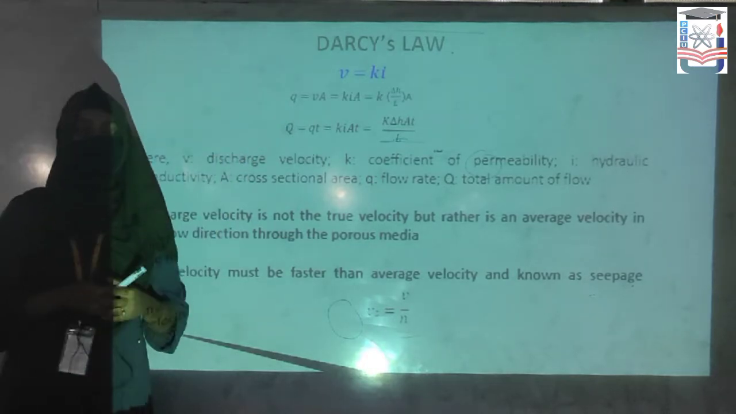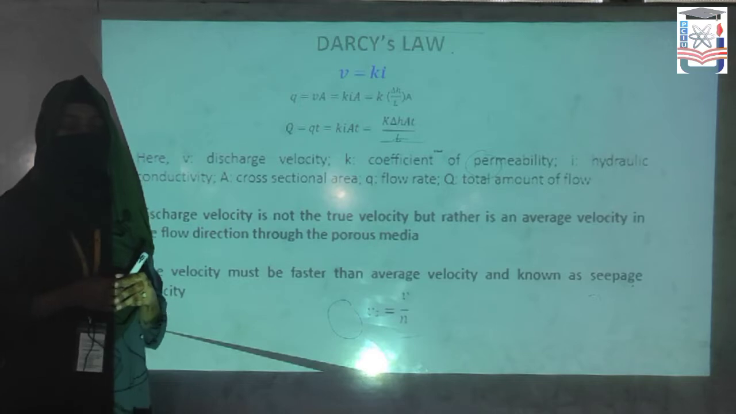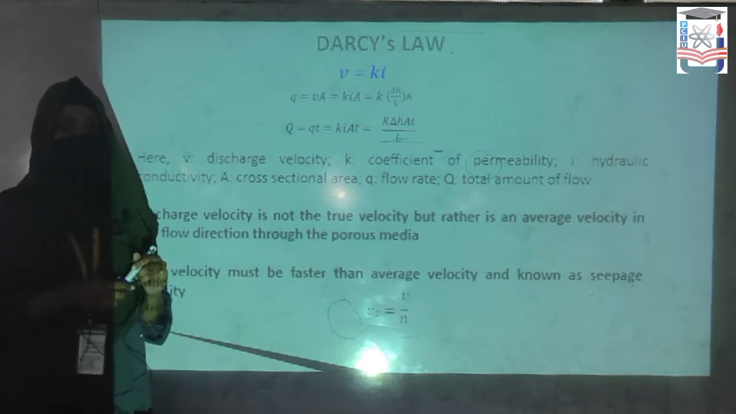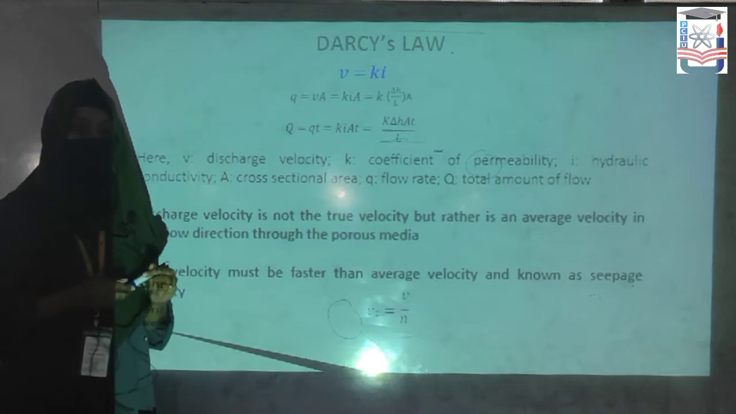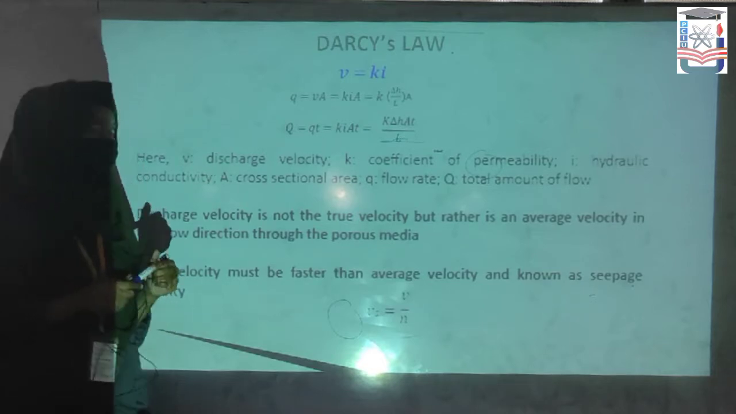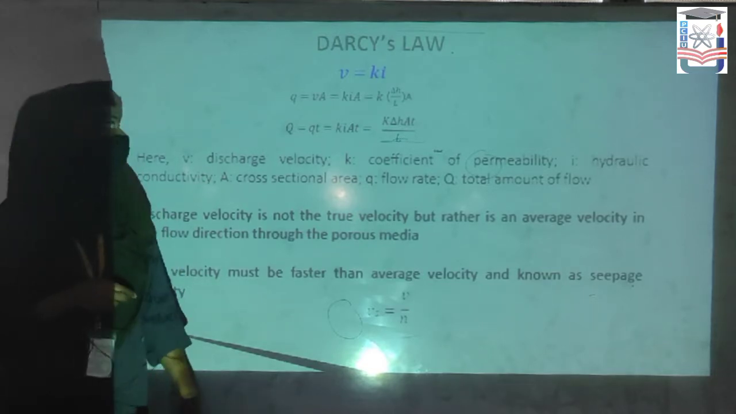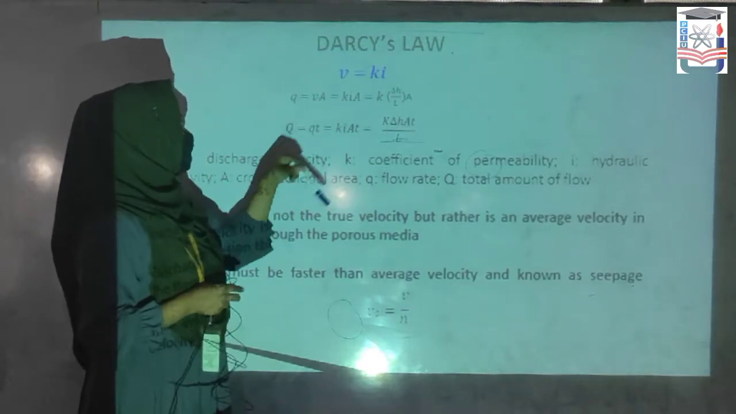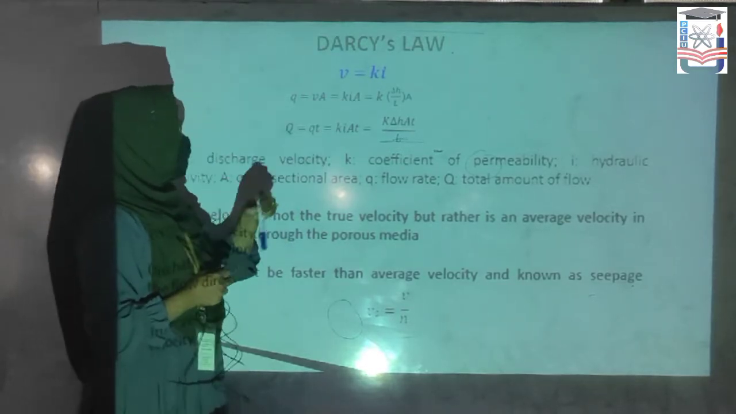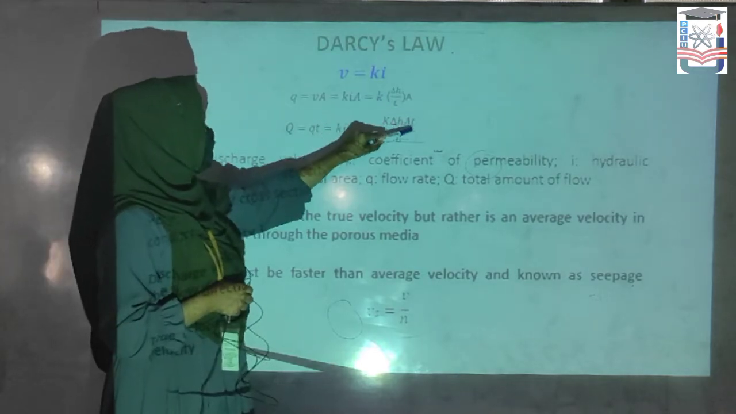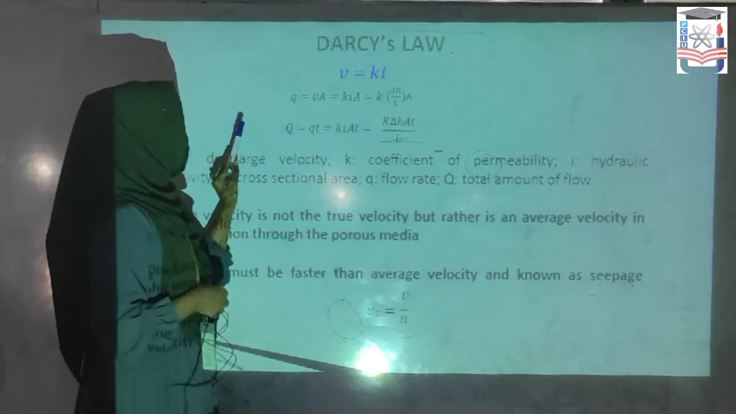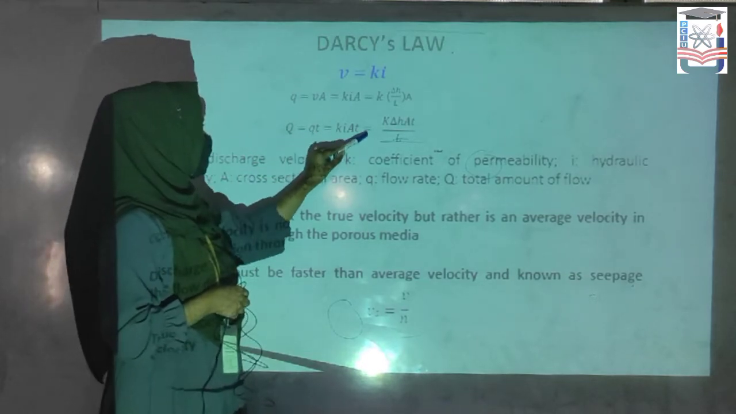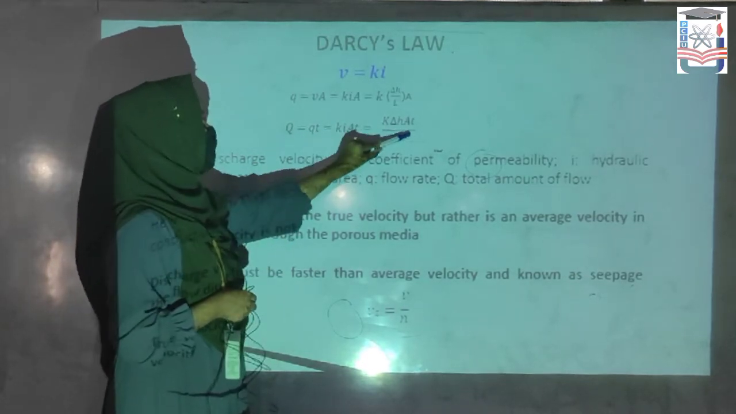Darcy's law. Darcy's law states that the rate of fluid flow through a porous medium is proportional to the potential energy gradient within that fluid. V is equal to Ki, Q equal to VA equal to KiA. Here V is equal to Ki equal to K del H by L, into A. Capital Q equal to qt equal to KiAt equal to K del H At by L.